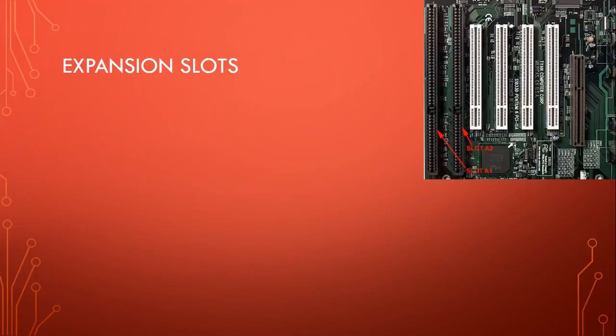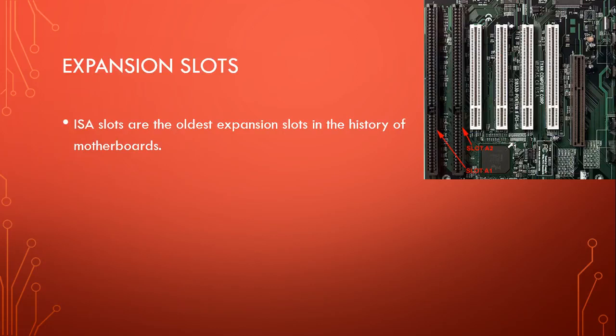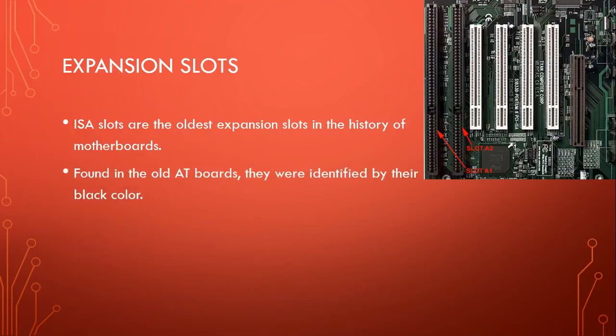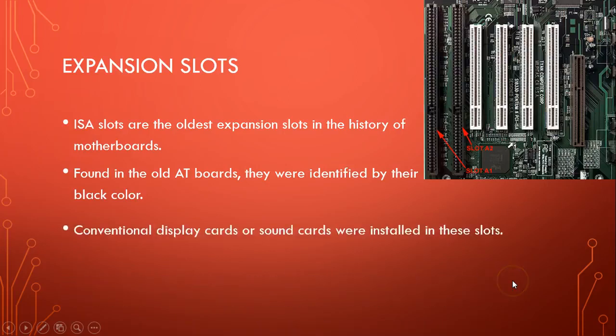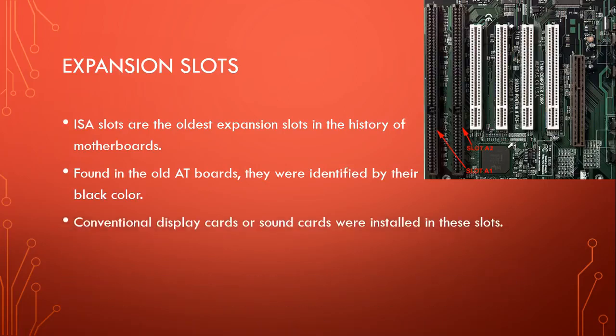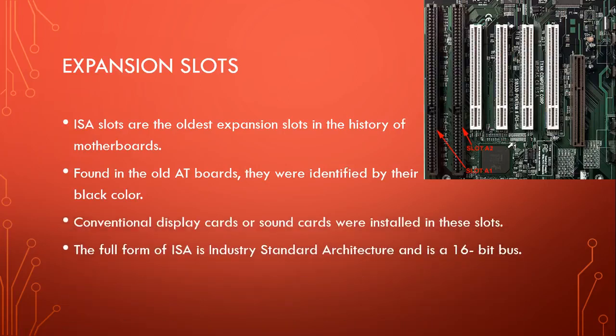Alright, the first thing we'll talk about is expansion slots. Now, the first thing we're going to talk about are ISA slots, which are the oldest expansion slots in the history of motherboards. These are found in the old AT boards, and they are identified by their black color, as you can notice here in this diagram that I have here. Now, conventional display cards or sound cards were typically installed in these slots.